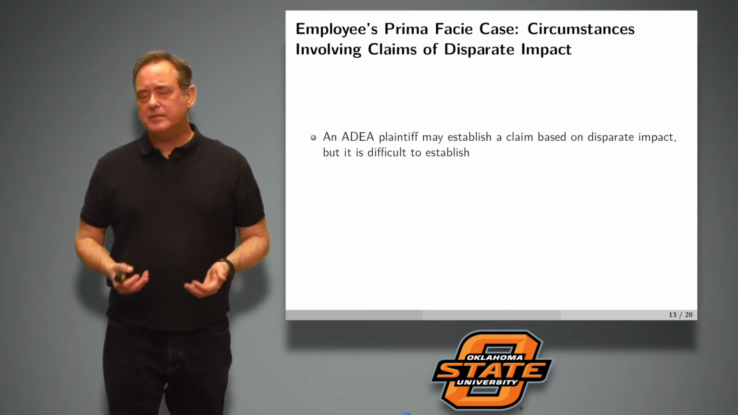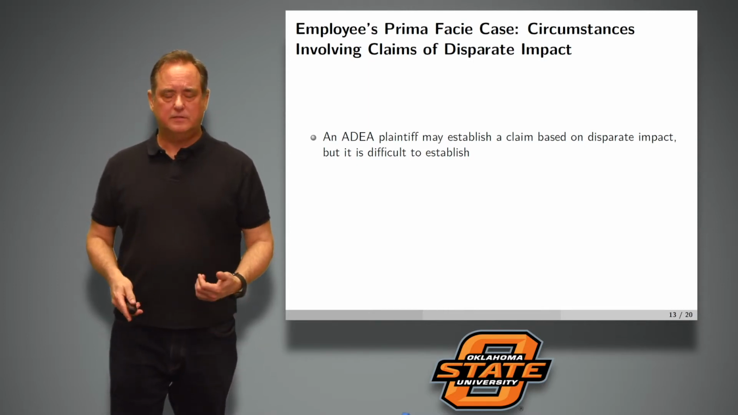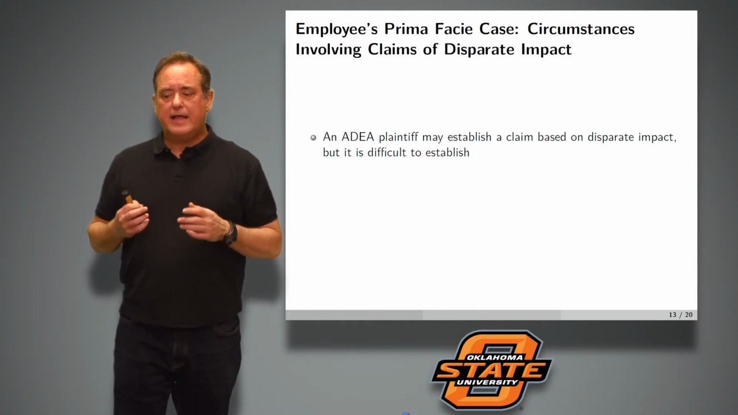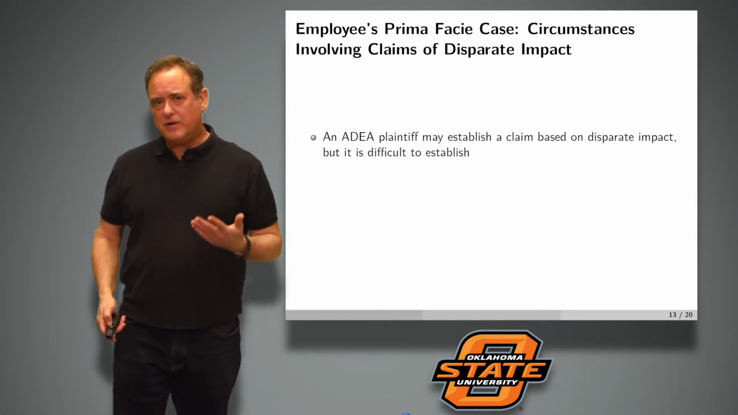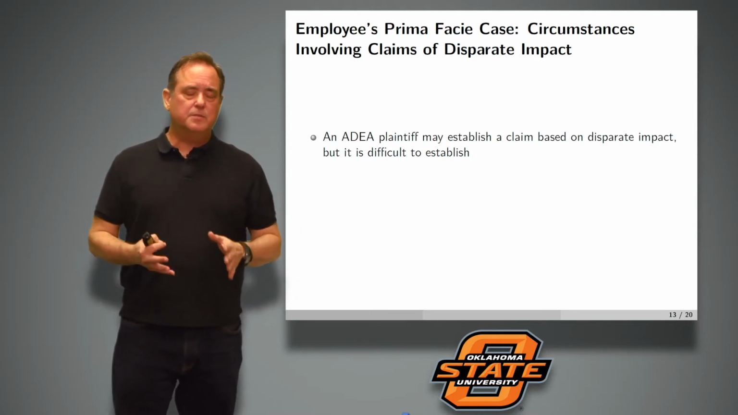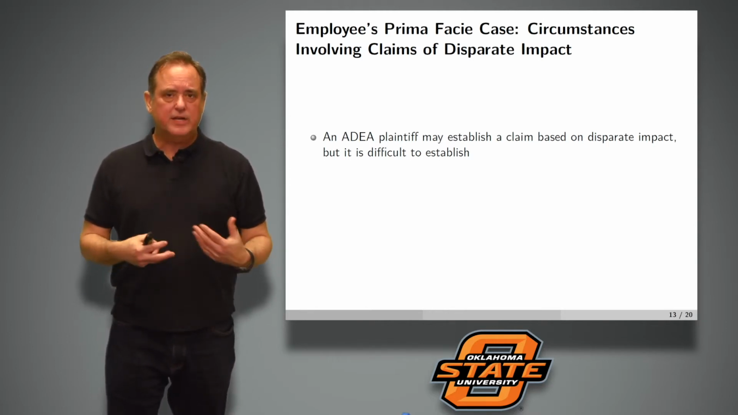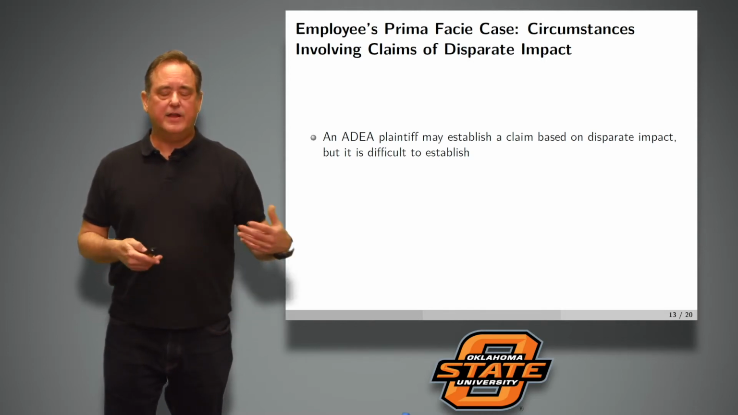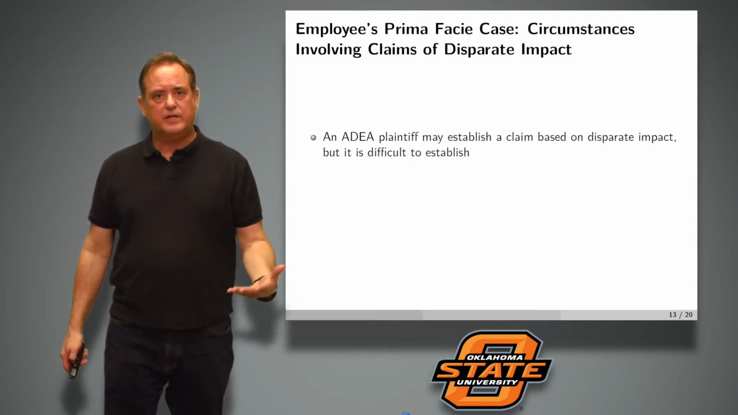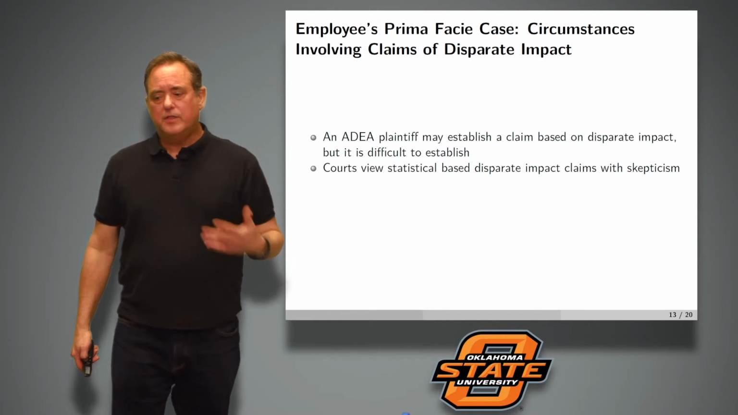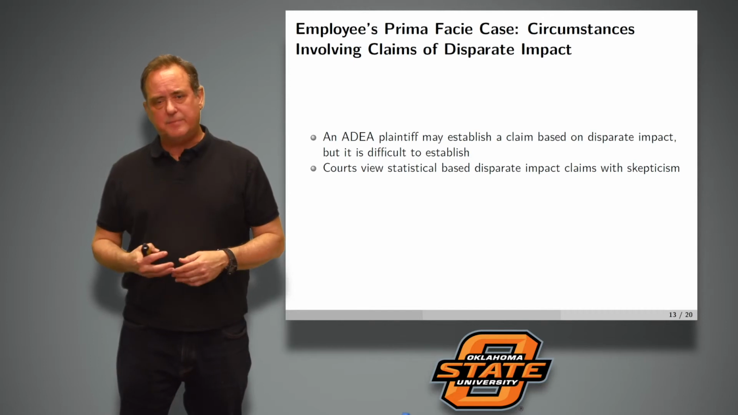Disparate impact. Disparate impact is much harder to prove under the ADEA than under Title VII for the reasons we'll talk about. Now, an ADEA plaintiff can still bring a claim based on disparate impact, but it's difficult to establish, meaning there is some neutral policy that has a disproportionate impact on older workers, and therefore I am entitled to bring a claim based on this disproportionate impact, these statistics. The problem is that courts view statistical-based disparate impact claims with a lot of skepticism.